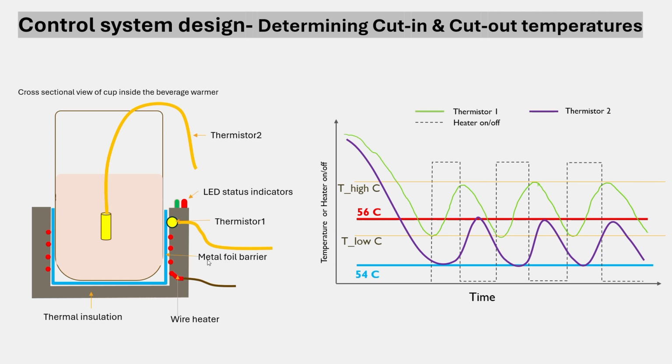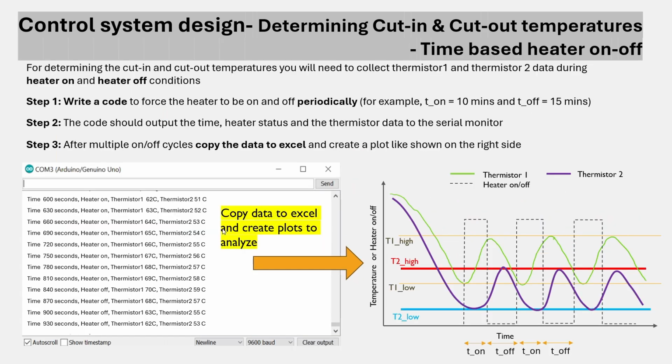Okay. Now, how do we determine that? So, first of all, you will have to make a setup which has two thermistors, and you should be able to log the data from two thermistors, and also notice what the heater is doing. Okay. So let's look at all the steps that is needed to find this.